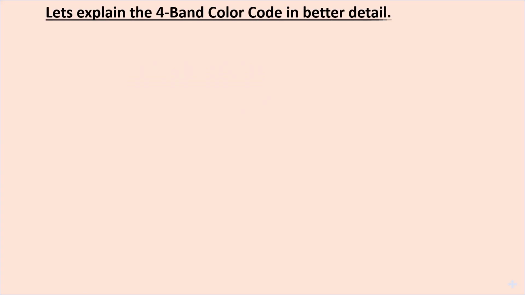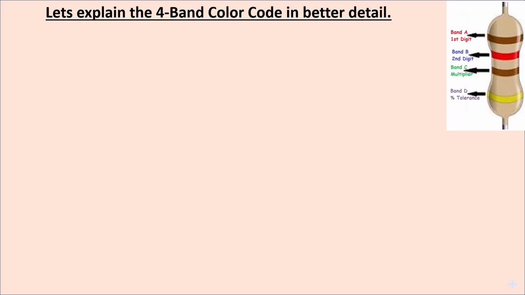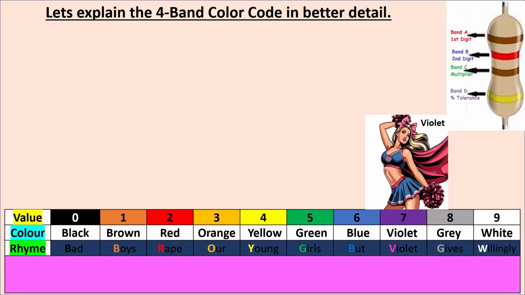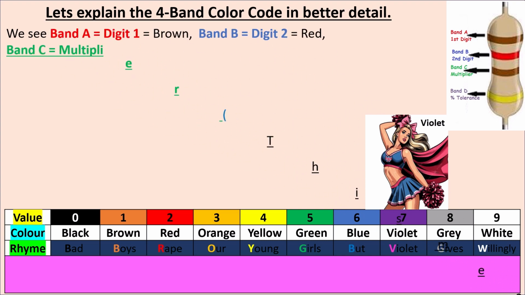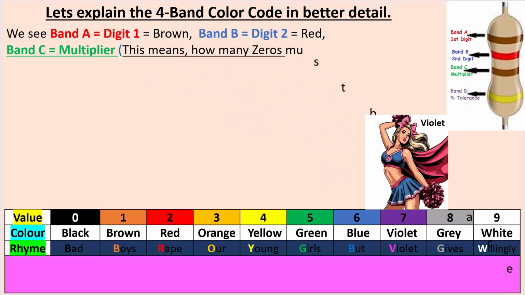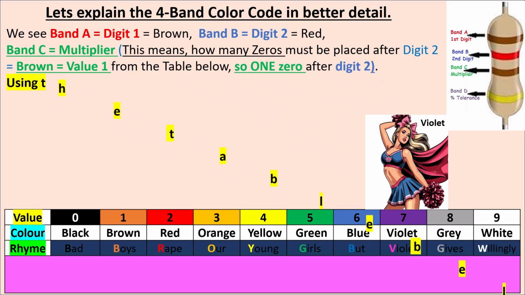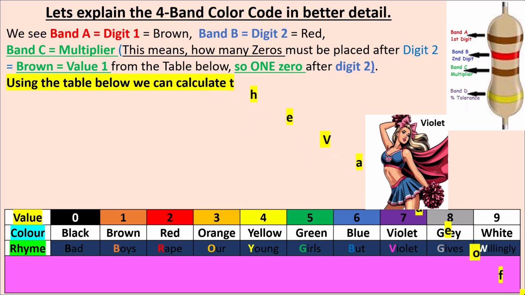Let's explain the 4-band color code in better detail. There's our resistor: blue, red, brown, and gold. Looking at this table that you see below here, you can see it has the value, then the color, and then a rhyme. We see band A is digit number 1, which is brown. Band B is digit number 2, which is red. Band C is the multiplier. This means how many zeros must be placed after digit 2. If it's brown, the value is 1 from the table below. So 1 0 will be after digit 2.